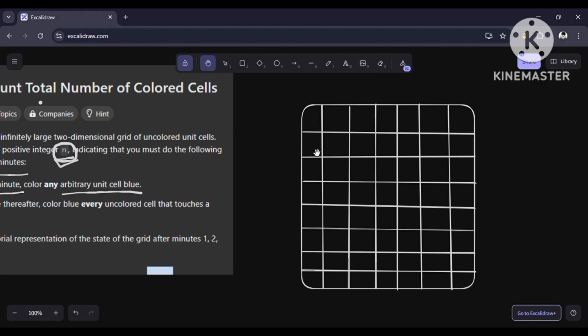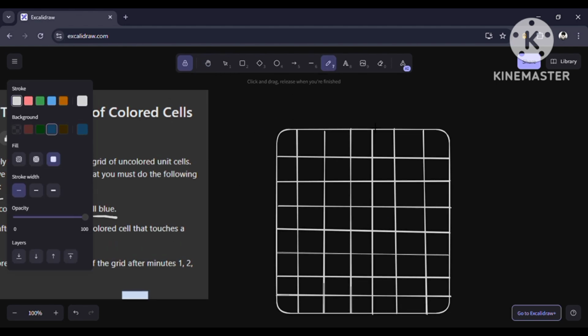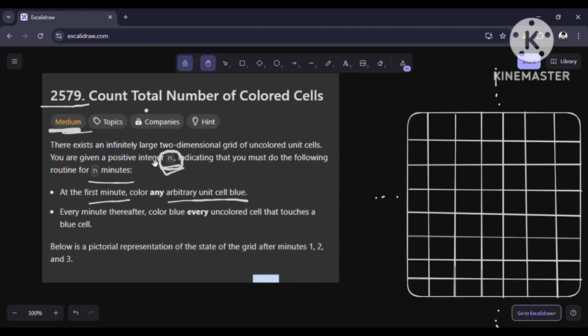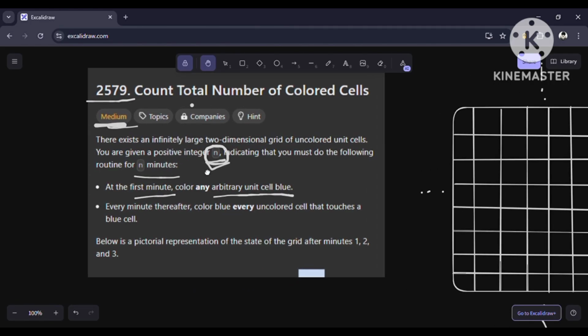This is the infinitely large two-dimensional grid of uncolored unit cells. These all are uncolored first. This is infinitely large. More grids are there like this. This is infinite. The next line is you are given a positive integer n.